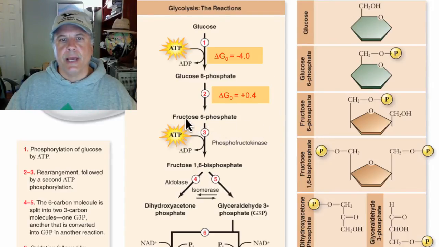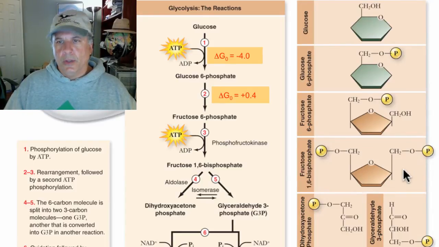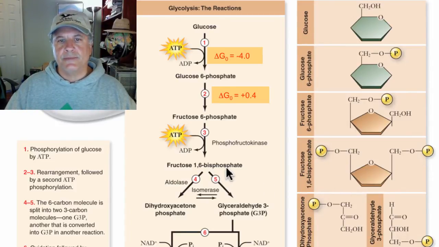Now, in the third step, fructose 6-phosphate here is phosphorylated with another substrate level phosphorylation event. So this is phosphofructokinase. Kinases are enzymes that phosphorylate compounds. So here a phosphate is donated from ATP, and at the end of this phosphorylation we have fructose 1,6 bisphosphate. So now we have fructose 6-phosphate, but now the first carbon also has a phosphate on it. So we have 2 phosphates on fructose 1,6 bisphosphate.